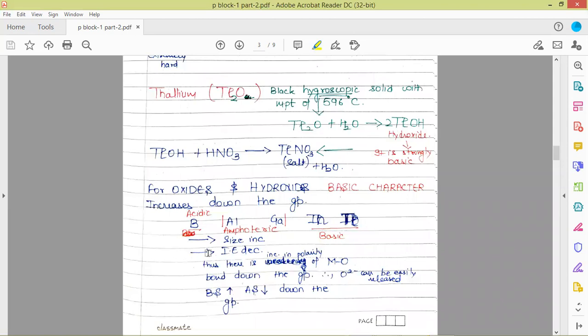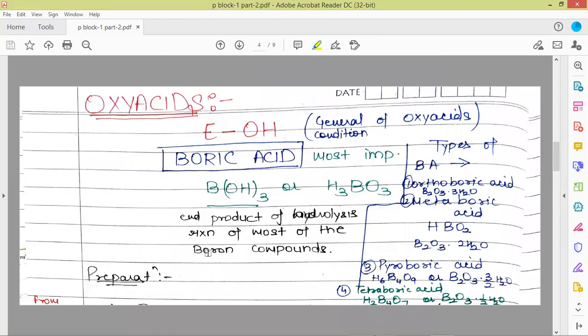So next we have oxyacids. Oxyacids of boron we'll be discussing here. For oxyacids, boric acid is the one which we'll be discussing in detail. But before that, what are oxyacids?